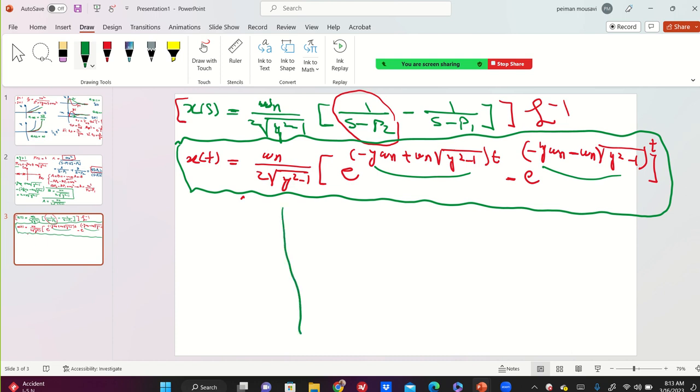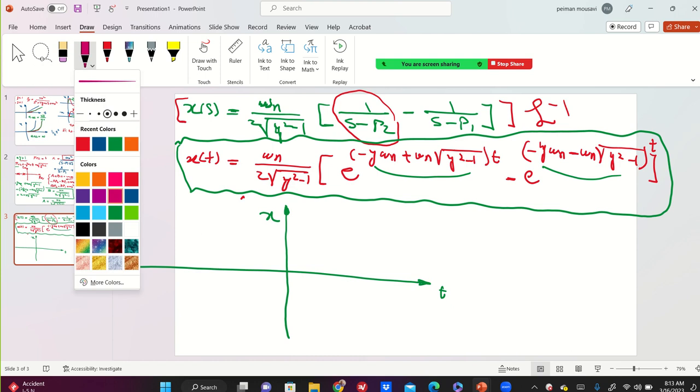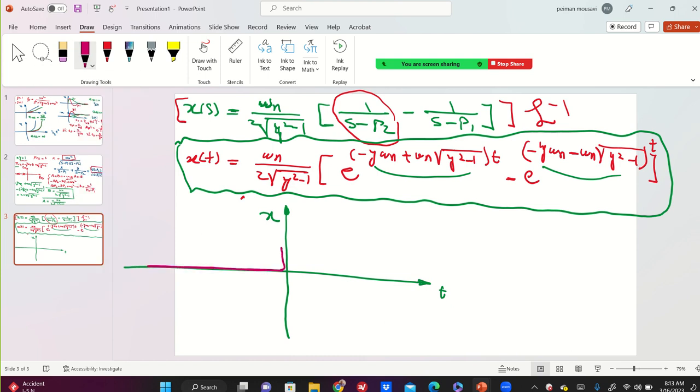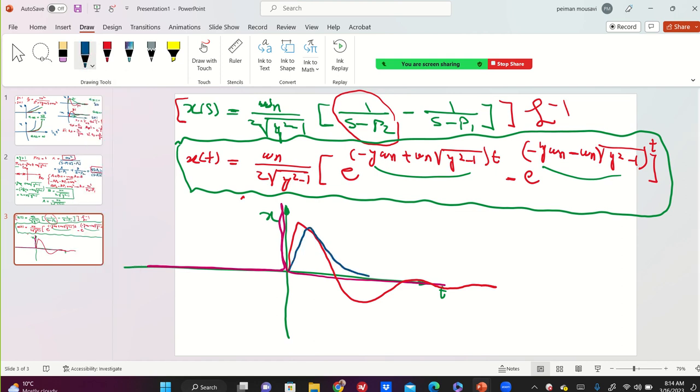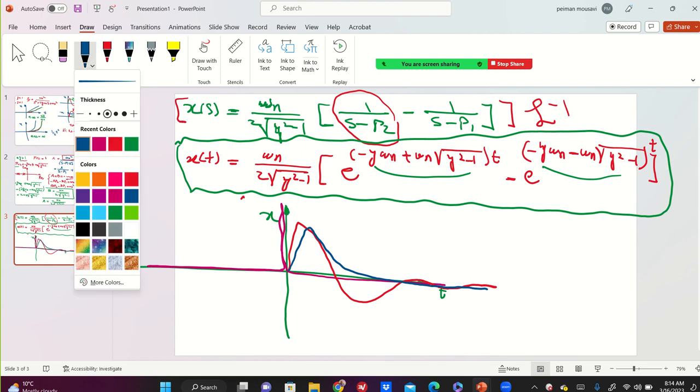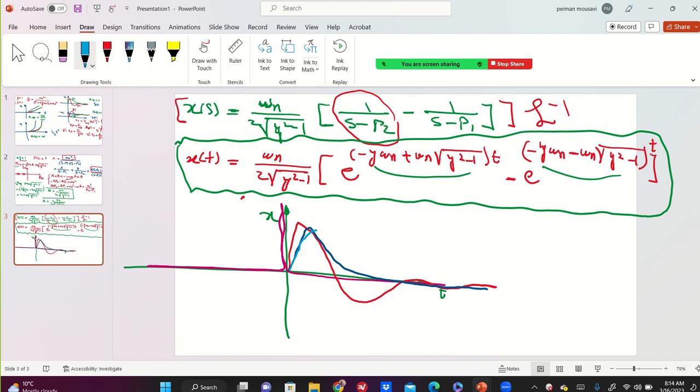So if you want to plot it all together, here we go. T, x, and this is the input to the system, an impulse. This is going to be the underdamped system. This is going to be the critically damped system. What's the difference here between critically damped and overdamped is that the overdamped system is much slower.